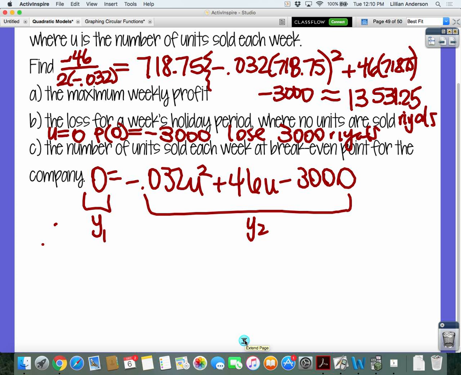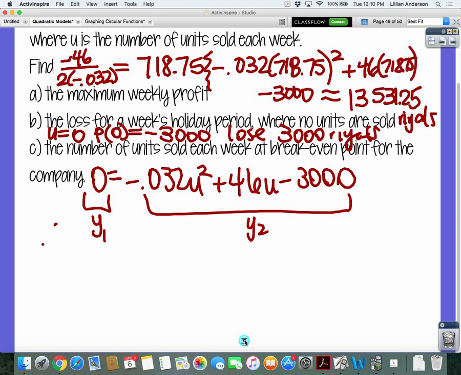So each week at the break-even point. Well, of course, it's always going to intersect twice. But what was the first intersection point? 68. Okay, so you basically have to sell about 68 units in order to even start making money.